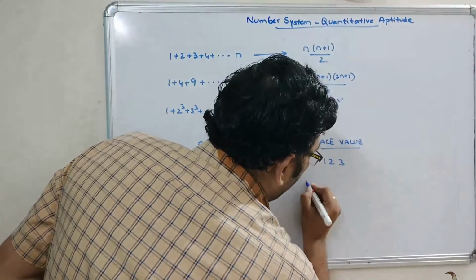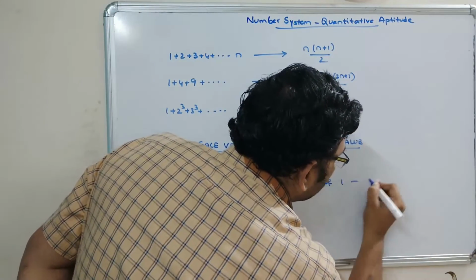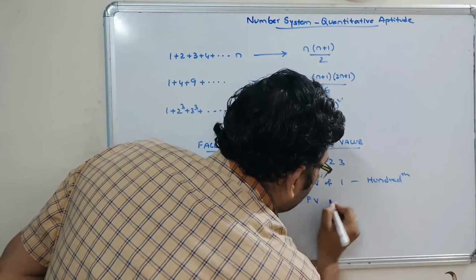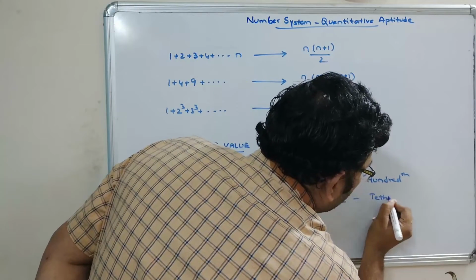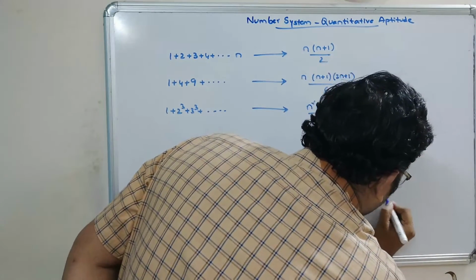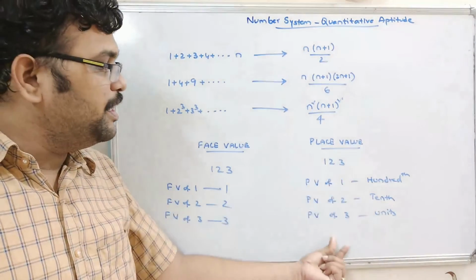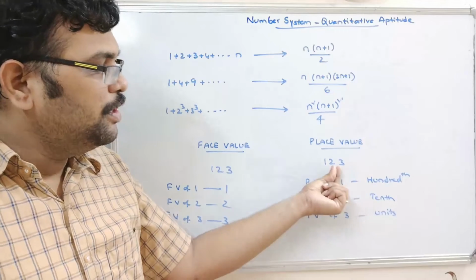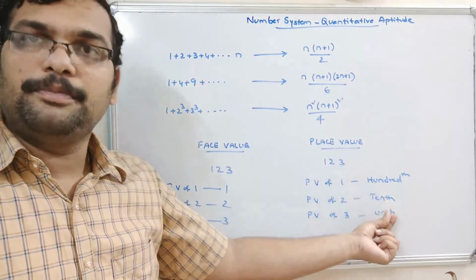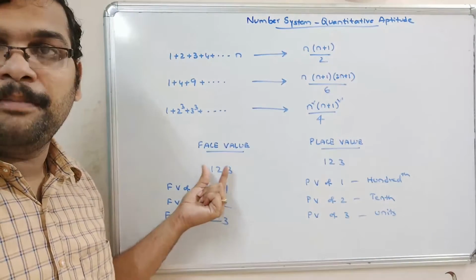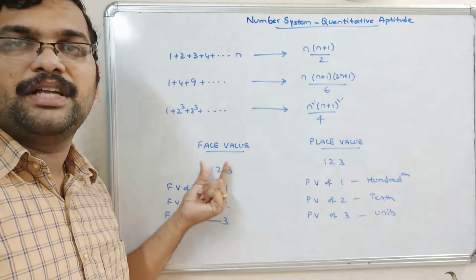Coming to the place value, the place value of 1 is the 100th position, right? The place value of 2 is the 10th position. The place value of 3 is the units position. So the position of that particular digit will be the place value. 3 is in the units position, 2 is in the 10th position, 1 is in the 100th position. Right? So this is the difference between a face value and a place value. Face value is the number itself. Whatever number we are considering, that number itself is the face value. Right?